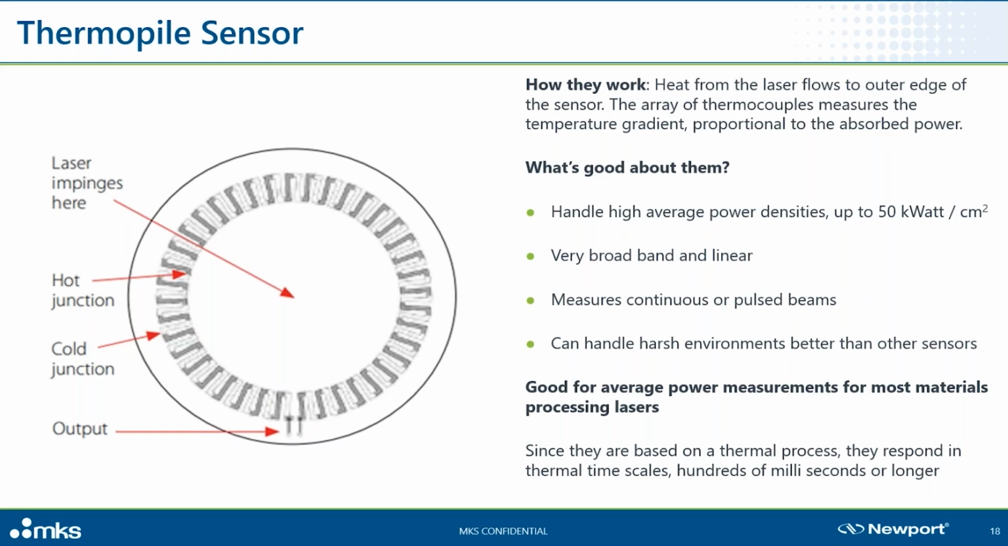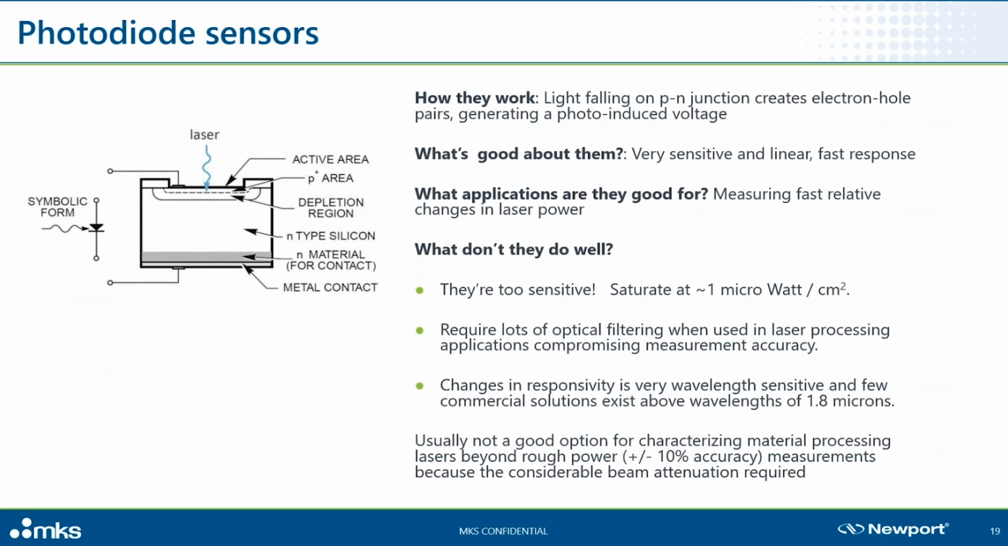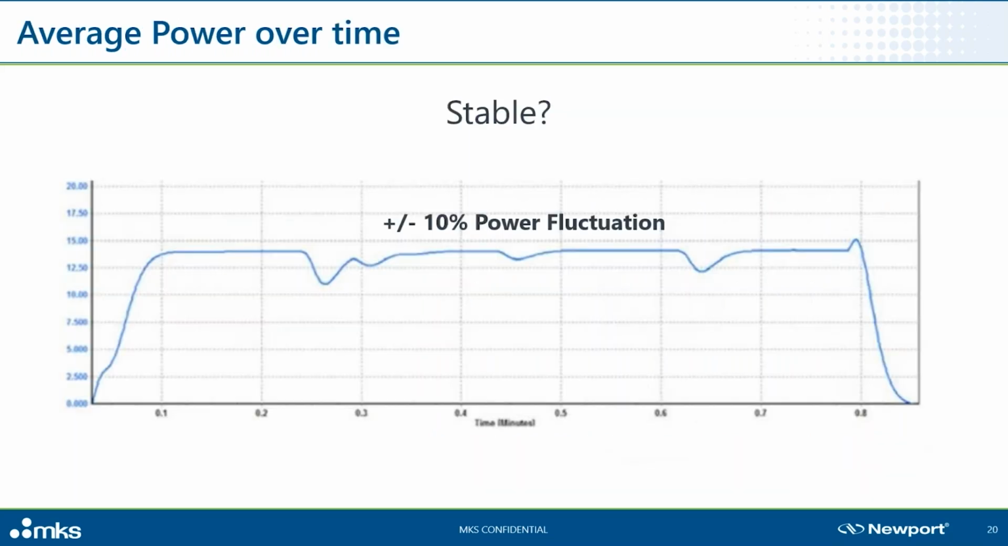Here's one more very common type of laser sensor. The photodiode sensor also generates a voltage proportional to the laser light. It's a slightly different photonic reaction, but these sensors are very linear, have a fast response time, and are usually low cost, making them a good option in cost-sensitive applications. The drawback is that they are sometimes too sensitive and require a lot of optical filtering to prevent saturation and damage.